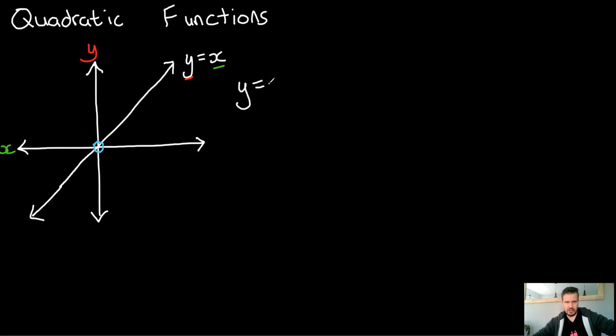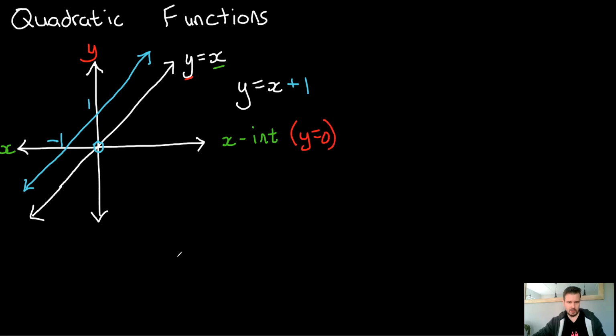But if we had y equals x plus 1, basically we know that that shifts it up by 1. So there's a 1 there, and notice that this is a minus 1. And so if we were to find the x-intercept, we make y equals 0. And so we replace this y with a 0, and we have 0 equals x plus 1.